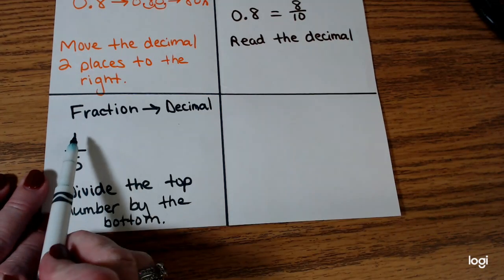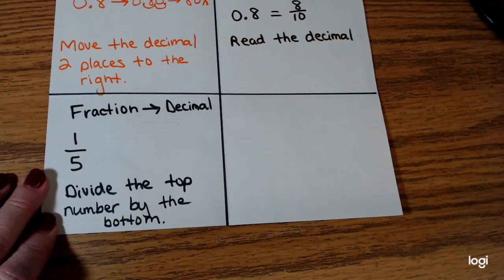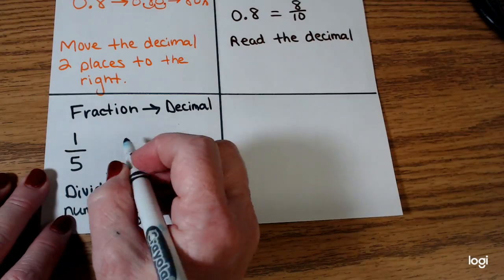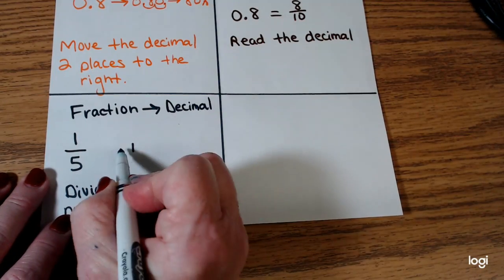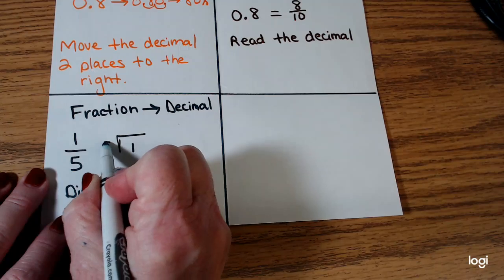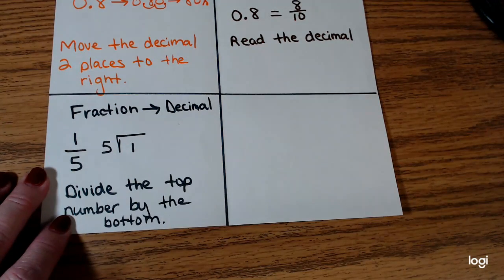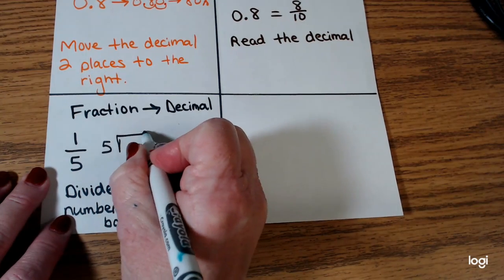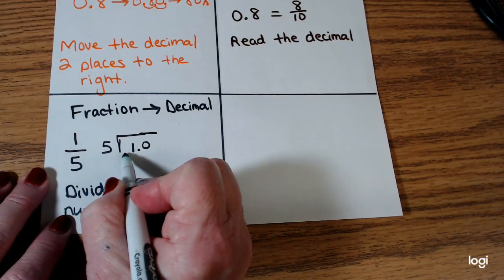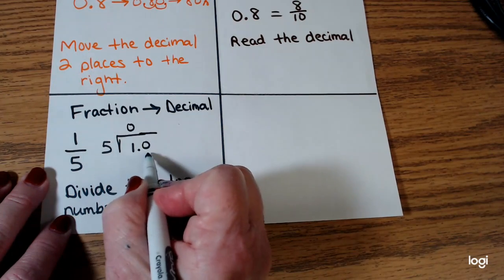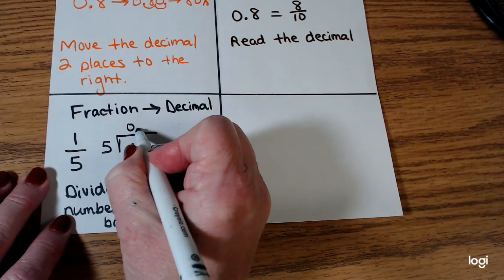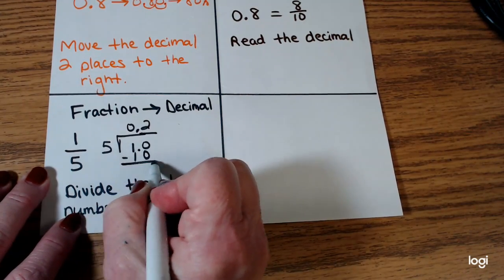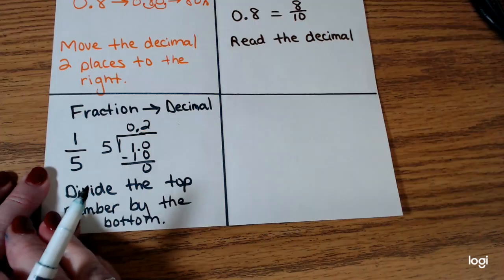So that means I have to take 1 and I have to divide it by 5. So if I take 1 and I divide it by 5, well, 5 can't go into 1, so I'm going to have to add a decimal here with a 0. 5 can't go into 1, but 5 can go into 10. Let's carry my decimal up here 2 times. And so I have the decimal 2/10.